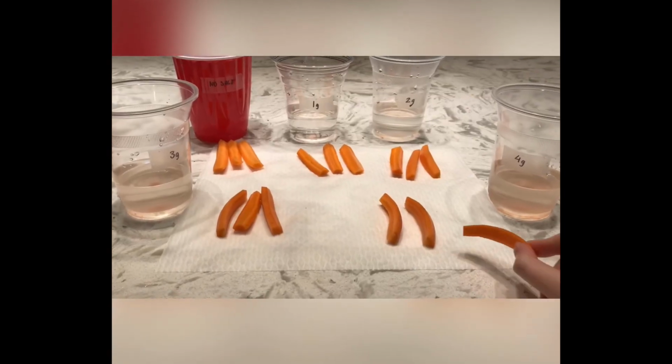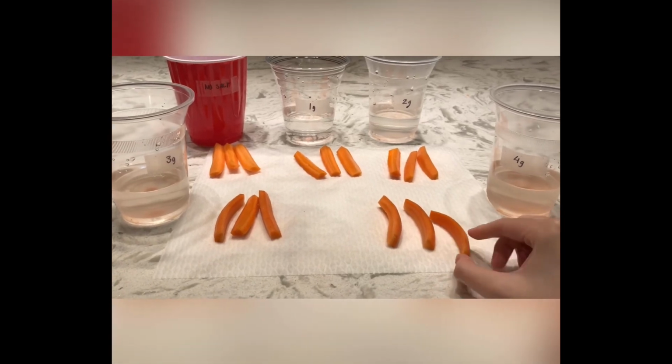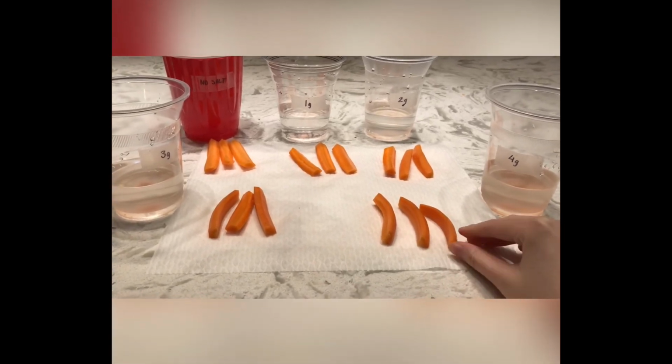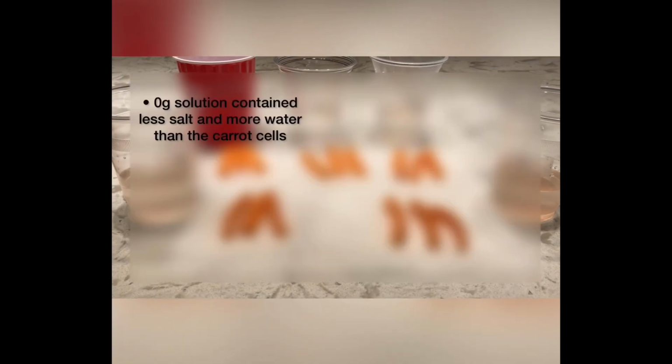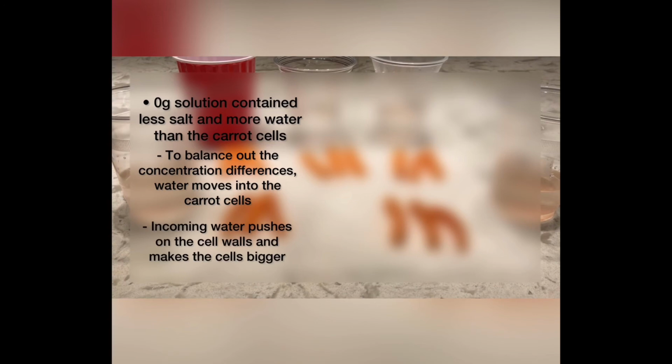Our findings of this experiment showed that the 0-gram solution contained less salts and more water than the carrot cells, which have more salts and less water. To balance out these concentration differences, the water moves into the carrot cells. The incoming water in the carrot cells pushes on the cell walls and makes the cell bigger.